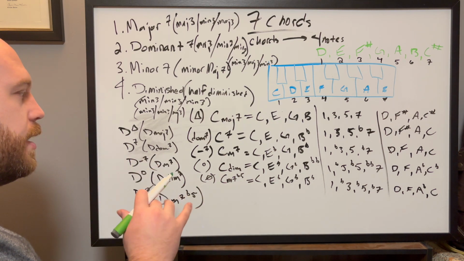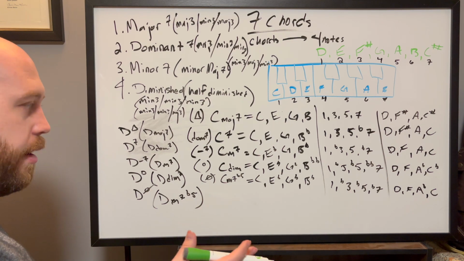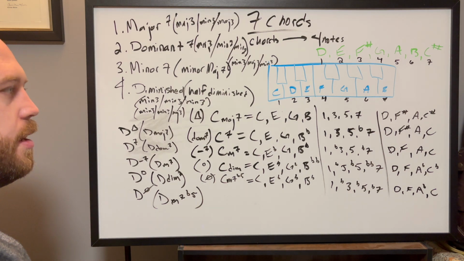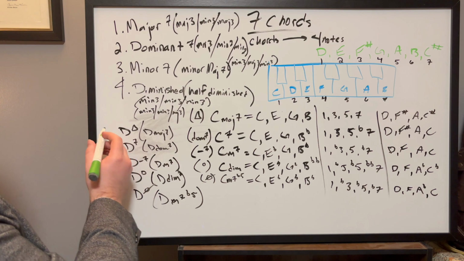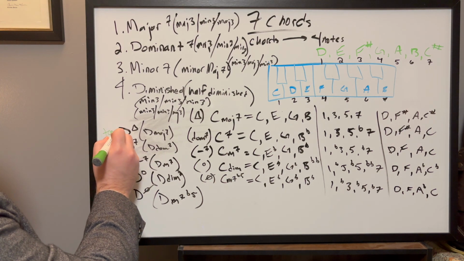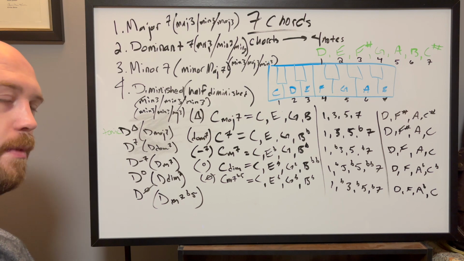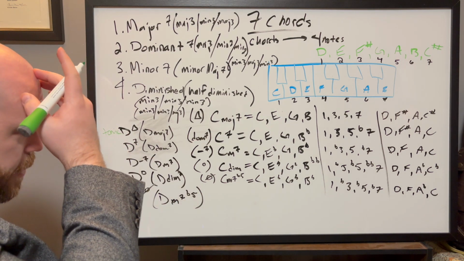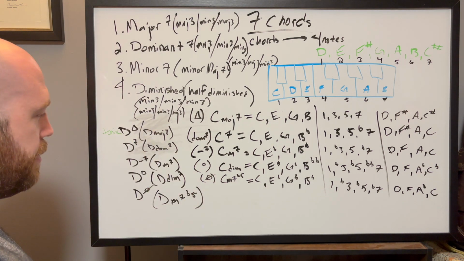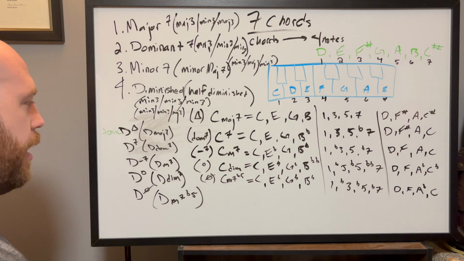The major 7 is very tonic. It's very pleasing to the ear, okay? Right? I'm just going to write tonic next to this. Okay? Very pleasing to the ear. You could end a song on it. You could end a chord progression on it.